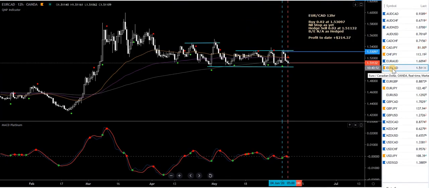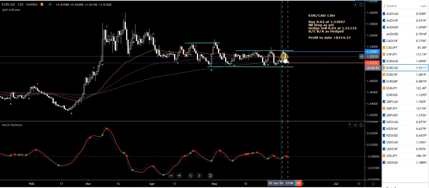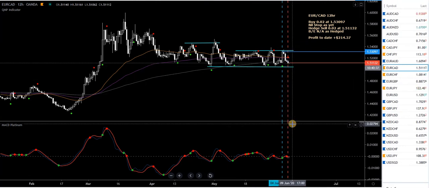Euro CAD. I was in a buy here, ugly setup. This is stuck in a range, isn't it? Took the buy, hoped it'd break through. It didn't, reversed on me straight away. And now we're down to the bottom of the range, so I've taken a hedge sell.